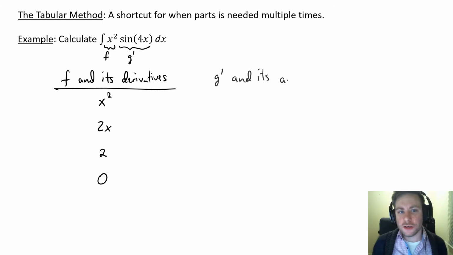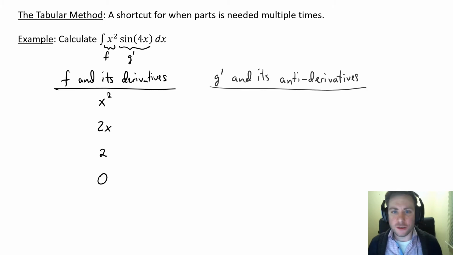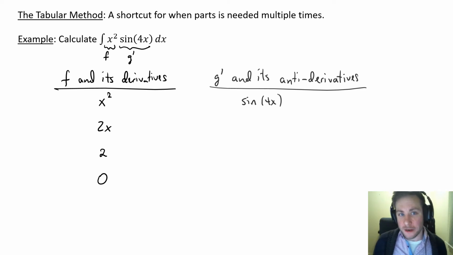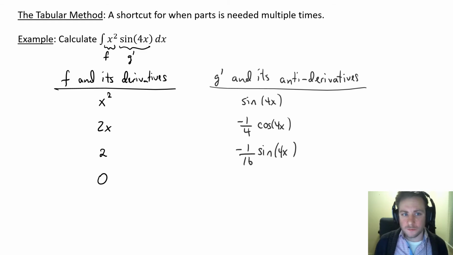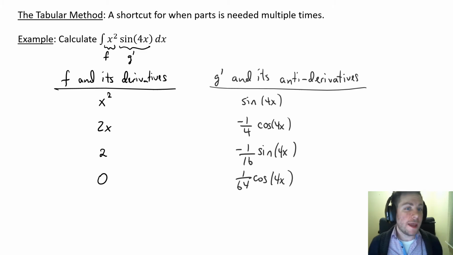We also know that g prime needs to be anti-differentiated the same number of times that f got differentiated. So let's get all these anti-derivatives out of the way right at the beginning also. So start with g prime, which is sine of 4x, then take an antiderivative to get minus 1/4 cos of 4x, then anti-differentiate again, and anti-differentiate again. You can stop anti-differentiating as soon as your two lists contain the same number of entries.